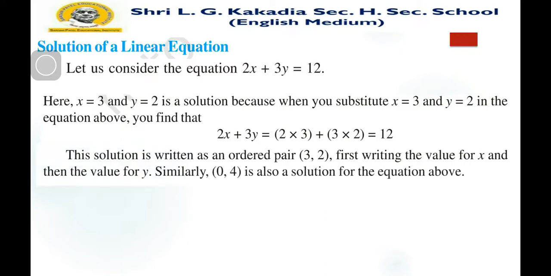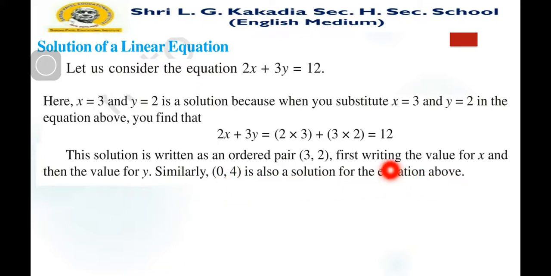This solution is written as an ordered pair, as given here: 3 comma 2 in brackets. We write the solution of a linear equation in this ordered form, 3 comma 2, where 3 shows the value of x and 2 shows the value of y. So this is the pair solution of the given linear equation. If you put x as 3 and y as 2, then we get 12 equal to 12, which means it solves the equation. In this way, we write first the value of x and then the value of y. Similarly, 0 comma 4 is also a solution for the above equation.